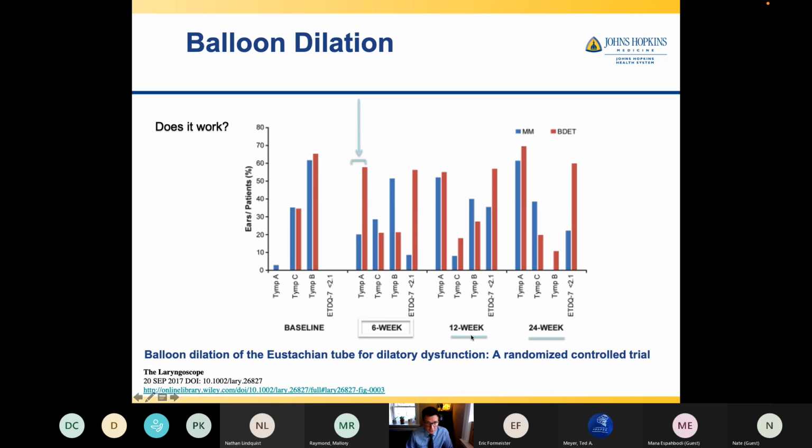They followed these people out to 12 and 24 weeks, and then a full year afterwards. The problem was, after this endpoint here, anyone who was in the medical management group was allowed to then switch over into the balloon dilation group. And so they found that at 1 year in their follow-up study, a similar percentage, about 60%, had a type A tympanogram, but it wasn't always the same folks. And so it seems like it has a durable effect. We really don't know how long it works, though, at this point.